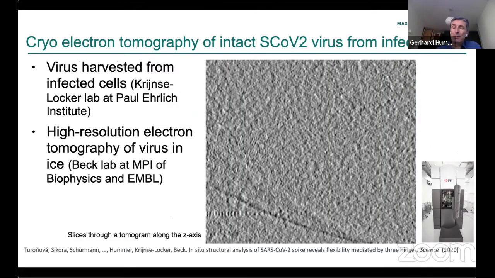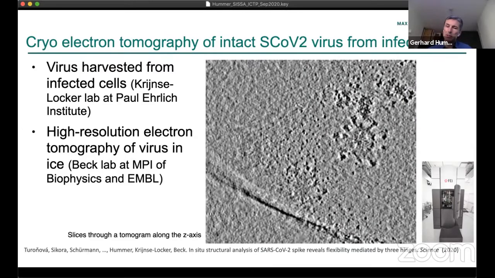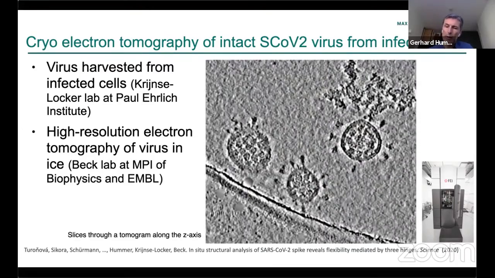However, as we were doing these MD simulations, we learned that in our institute, a data set was collected by the group of Martin Beck, who's at the Institute and at the EMBL, in collaboration with the lab of Giacomo Locker at the Paul-Ehrlich Institute, whose group has been doing the virology. And the data set that was collected is a very high quality cryo-electron tomography.